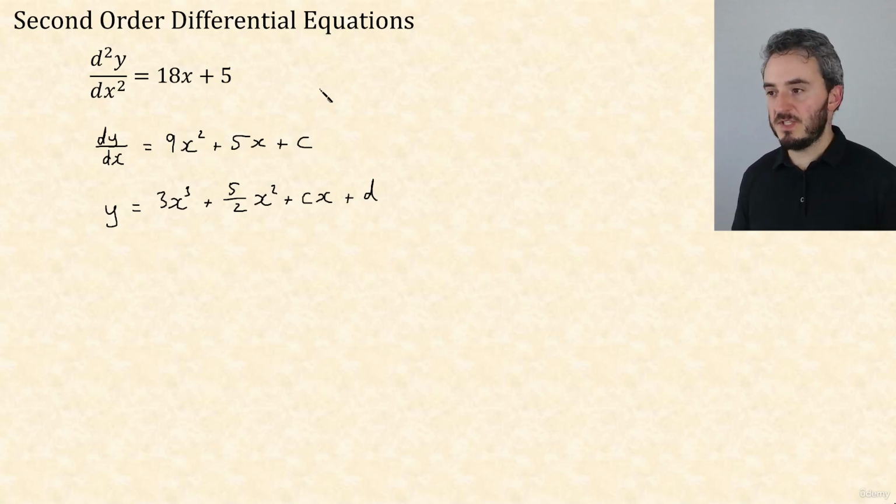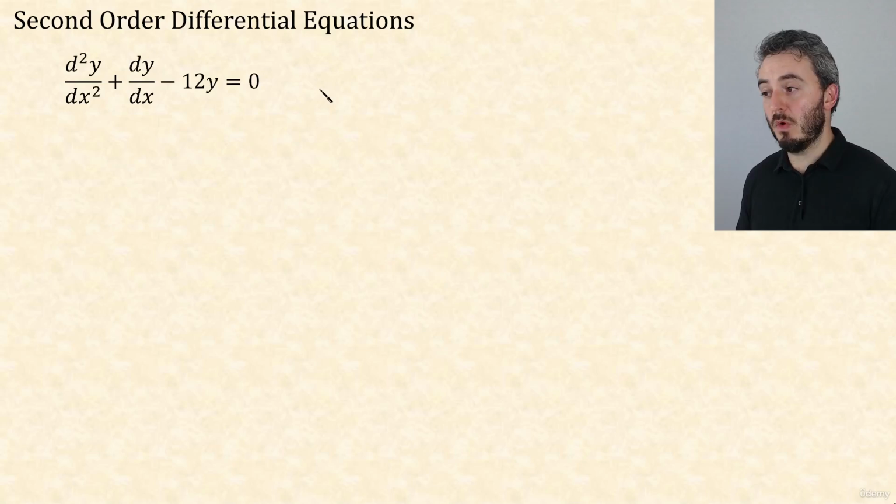Except we're not going to be focusing on second order differential equations like that. We're going to be looking at ones that look more like this. So typically we're looking at differential equations that have some amount of second derivative, some amount of first derivative, and some amount of y. In this case, it's set equal to 0, which is something we'd call a homogeneous second order differential equation. More on that later.